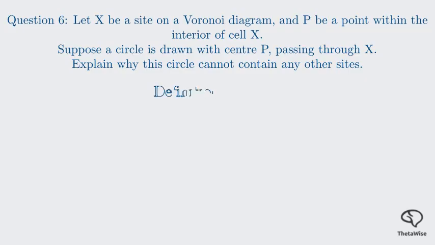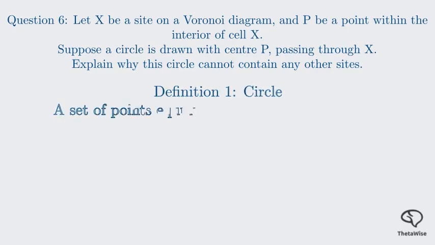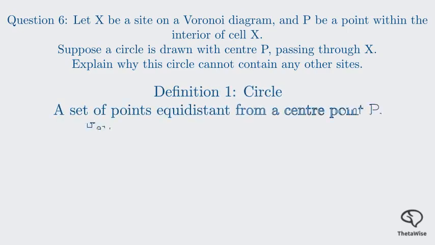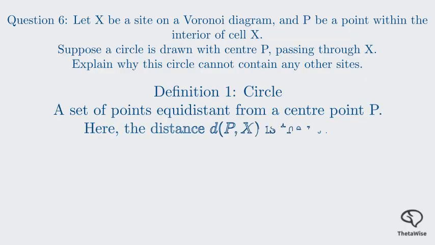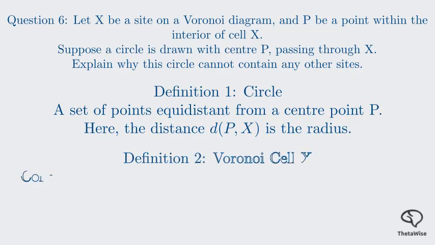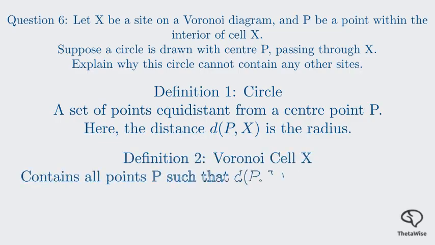To answer this, we need to recall two fundamental definitions. First, the definition of a circle. By its very nature, every point on the circumference of a circle is equidistant from its center. In our case, the center is P, and the circle passes through X. This means the distance from P to X is the radius of the circle. Second, the definition of a Voronoi cell. Cell X contains all points that are strictly closer to site X than to any other site. Our point P is in the interior of cell X, so it satisfies this definition.